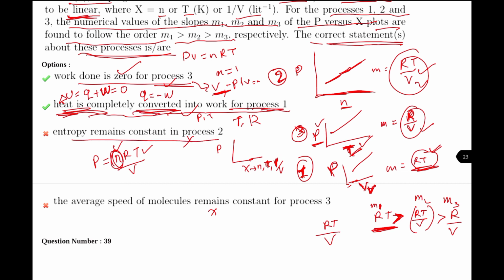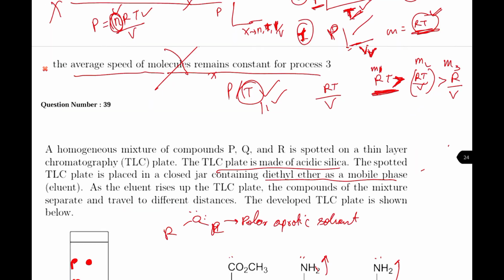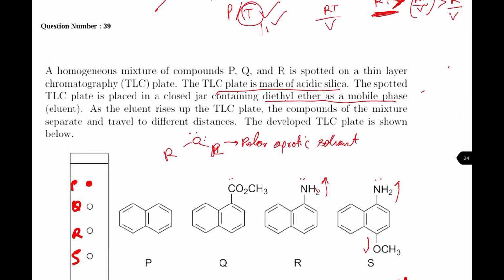Then entropy remains constant in process 2. Process 2 is changing the number of moles, which is definitely wrong, because when you add or decrease the number of molecules, entropy will change. Last option, average kinetic speed of molecules remains constant in process 3. Process 3 is P versus T. So when you change temperature, kinetic energy changes, therefore average speed of molecules is not the same, so this is also a wrong option.